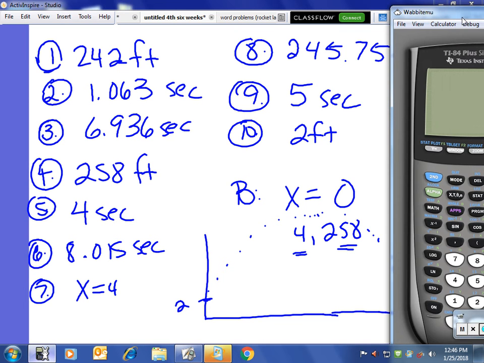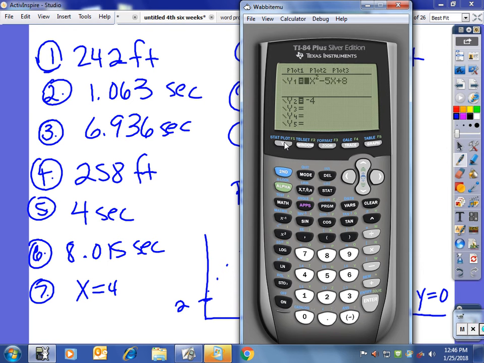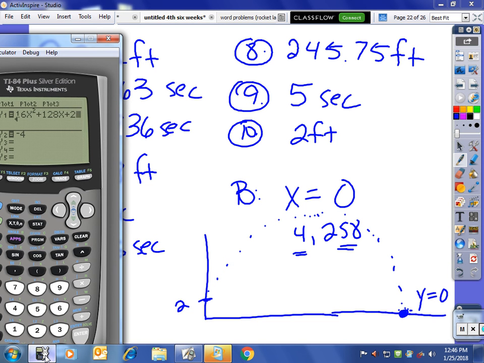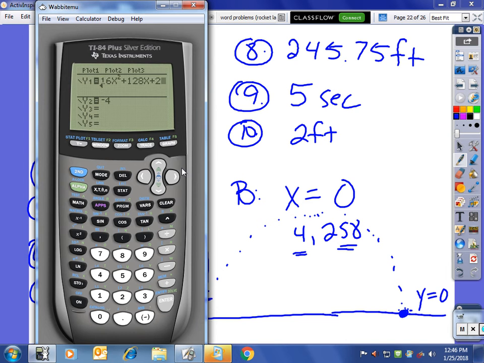Okay, give me the rocket equation. Y equals what? 128x plus 2. Okay, so if I want to know how long it was in the air, in other words, I need to know when it landed. Well, it landed when the height is at a 0. That's an x-intercept question. That's how it would ask you to find the x-intercept.